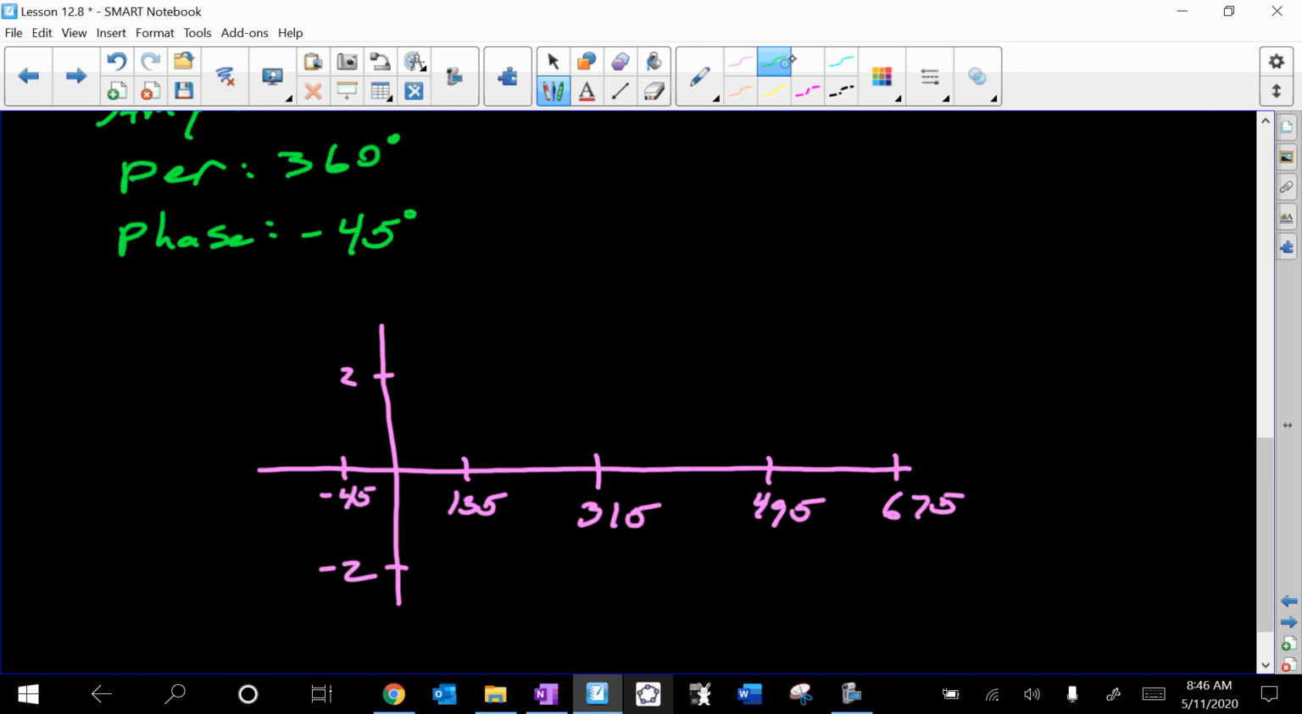I'm going to start plotting some of our points so we can start making our graph. Remember, cosine starts up at the top, so we're starting at -45, 2 up here at the top. At 315, we should be back there again, and at 675, we should be back up at the top. At 135, we're halfway through our cycle, which means that we should be down at the bottom, and at 495, we should be down at the bottom. So the outline of our trig function is going to look like this.